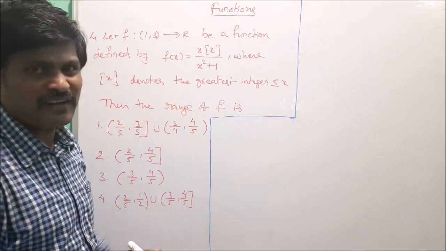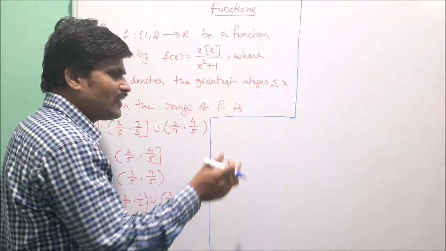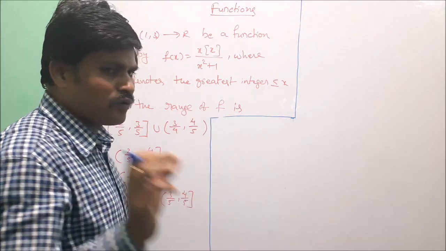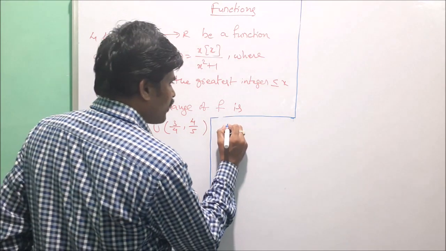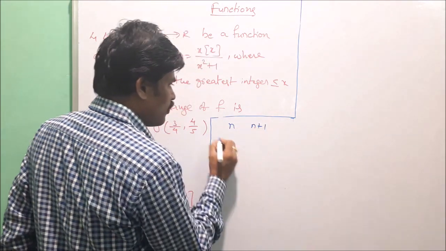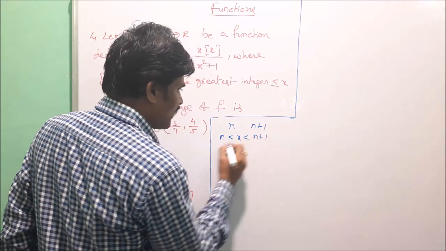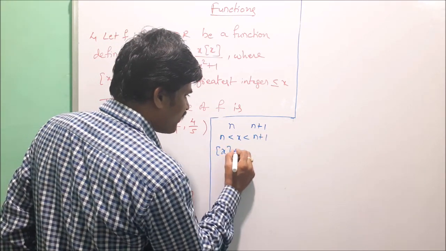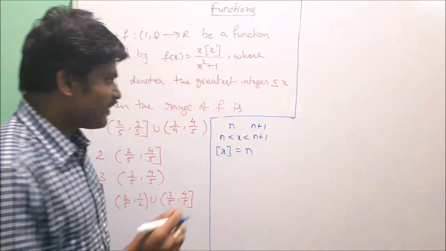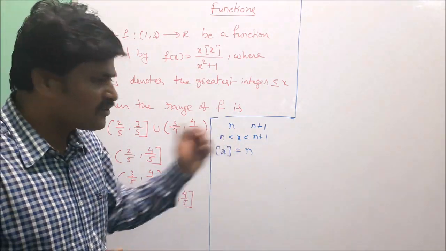The definition of greatest integer. Here, for the greatest integer, generally we take two values, n and n plus 1. Now x lies between them: n less than x less than n plus 1. Here the greatest integer of x is always equal to n.